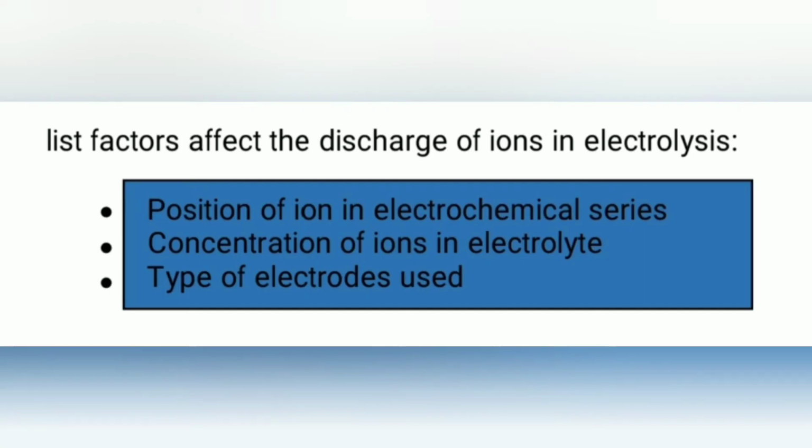The selective discharge of ions depends on three factors. One, positions of the ion in the electrochemical series. Two, concentration of the ions in the electrolyte. And three, types of electrodes used in the electrolysis.